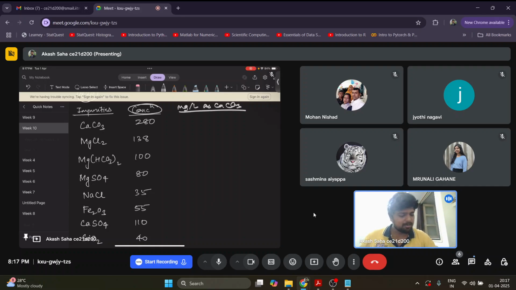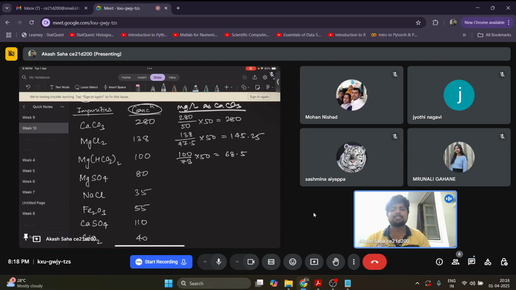So simply, what we have to do? We are given 280 divided by the molecular weight of calcium carbonate, it is 50, multiplied by 50. In the same form, we have to multiply. So it is 280. Then 138. What is the equivalent weight? It is around 47.5, into 50. We will get 145.25. Then 100 by 73 into 50. We have to get 68.5.